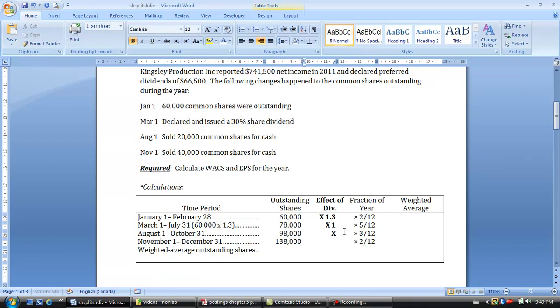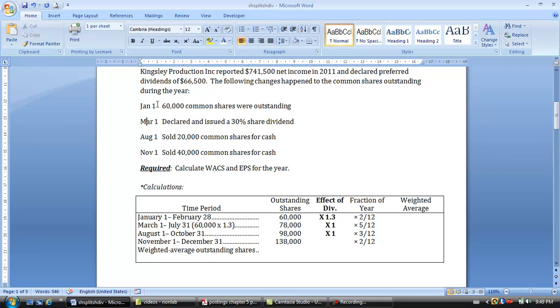Similarly here, I just multiply this by 1 because from August 1st to October 31st, I had issued another 20,000 common shares. Well, that 98,000 is part of that 78,000, so those already have the share dividend. These 20,000 are not going to get the share dividend because they weren't there March 1st. That 30% was declared March 1st.